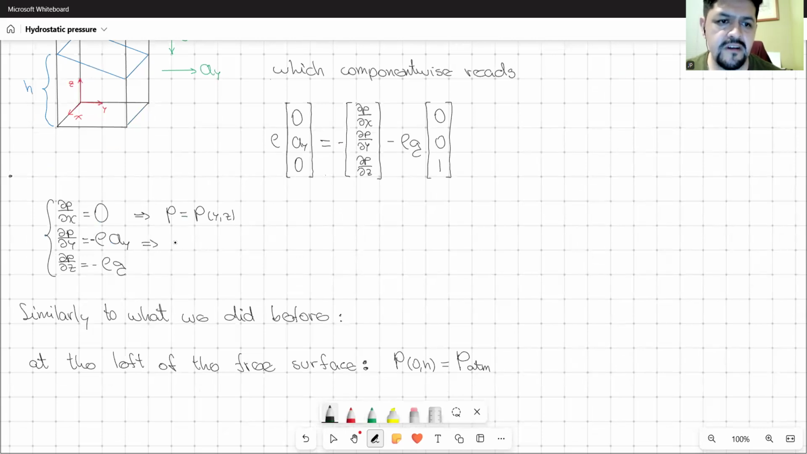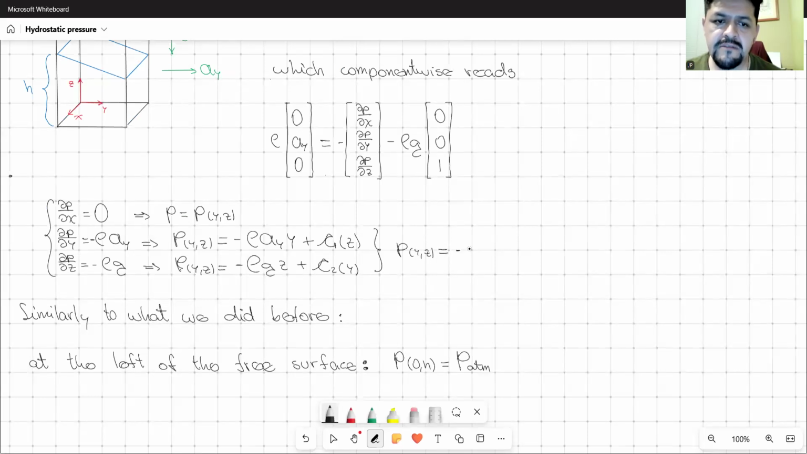But now, since we have this additional component, from here we see that P as a function of y and z is negative rho ay times y plus an integrating constant c. And here we see that the pressure as a function of y and z is then negative rho g plus an integrating constant c. The difference is that this integrating constant depends on z, and this one depends on y. Because remember, this is a function in both variables. But it's not so hard to check that these two equations imply that what we actually have is negative rho ay times y minus rho g times z plus c, where now this is just a number.